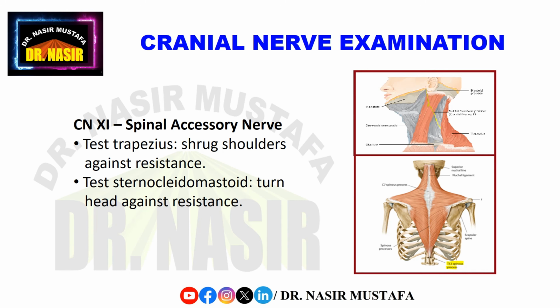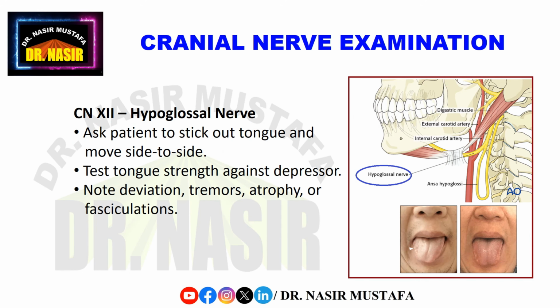Next, assess the spinal accessory nerve, CN11. Test the trapezius by having the patient shrug their shoulders against resistance, and test the sternocleidomastoid by turning the head against resistance. Next, we assess sensation. The main types to test are touch, pain, temperature, position sense or proprioception, and vibration.